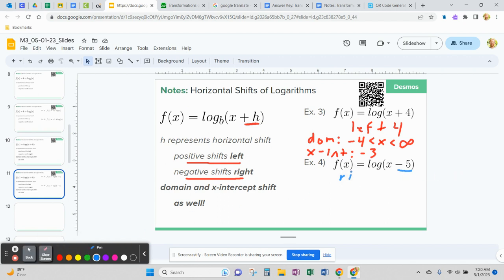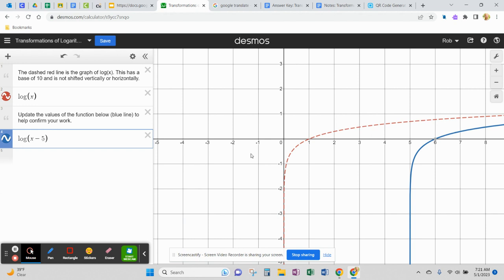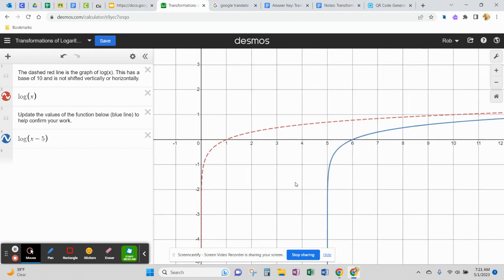We're going to shift to the right 5 spots. But we also want to find that domain, find that x-intercept. I'd encourage you to use Desmos for this. If we look over at Desmos and retype in our formula, so x minus 5 now, let's recenter our graph. All right, it looks like it shifts over 5, which confirmed that prediction we made from the formula.